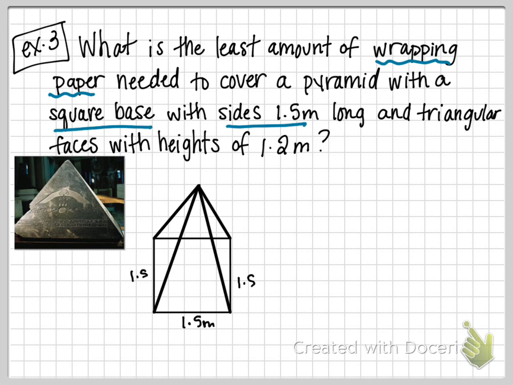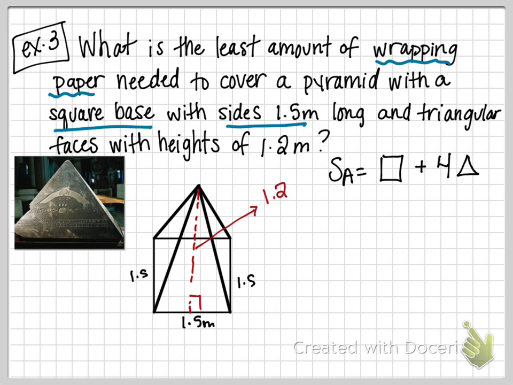And then it told us the lateral height of the triangle is what? 1.2 meters. All right. Can you solve this? I want everyone to do this in your notes.